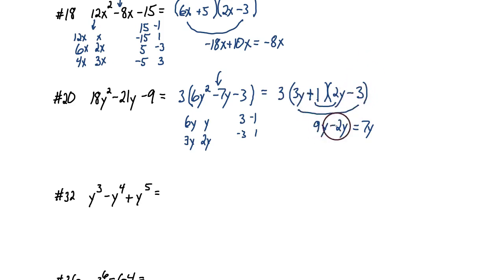Now the outer and inner products will work out. 3y times negative 3 is negative 9y. 1 times 2y is positive 2y. And these combine to negative 7y. Here's our factored form.